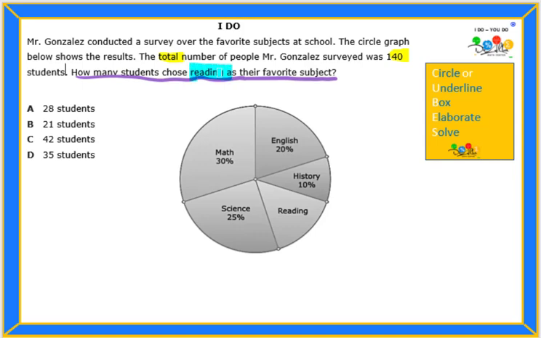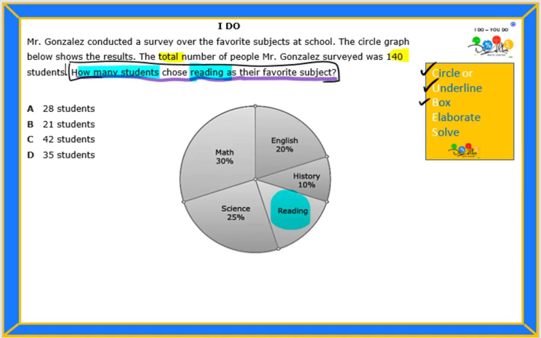So the question is asking, how many students chose reading? Now that we have circled or underlined, in my case, highlighted the important information, we also want to make sure that we box in that question. We make sure that we know exactly what they're asking us for. They're asking us about reading. So this section right here is very important.